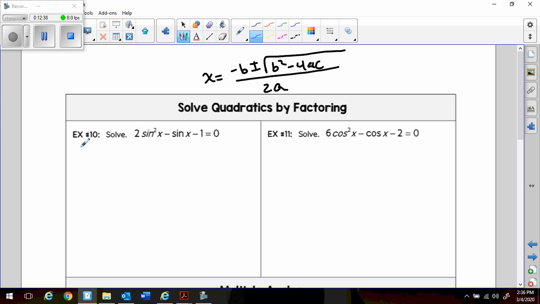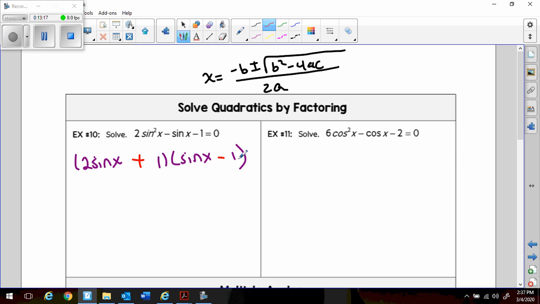So this is 2 sine squared x minus sine x minus 1 equals 0. Okay, so I know that to get 2 sine squared x, that's going to be 2 sine of x and sine of x. To get negative 1, I know that's going to be 1 and 1. Now I need to look at the signs. So I know I have a negative and a positive to make this negative 1. So 1's negative, 1's positive, but I want the bigger one to be negative, because when I FOIL it, it's going to be negative sine of x. So this one's a minus, this one's a plus. And you can FOIL it just to make sure.